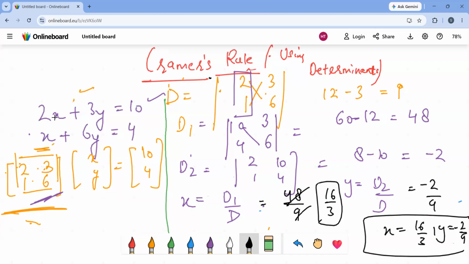If you solve this by another method, you will get the same answer. But please remember, for D1, we have to change the first column. For D2, we have to change the second column. All others are the same. And if we have D3, then we change the third column with the right hand side column. That's the only process.